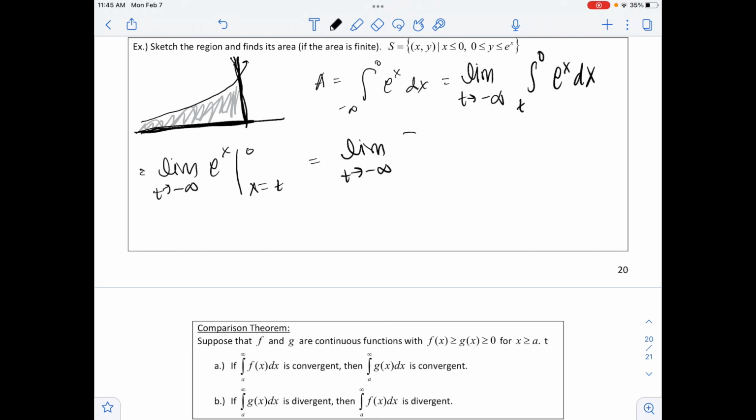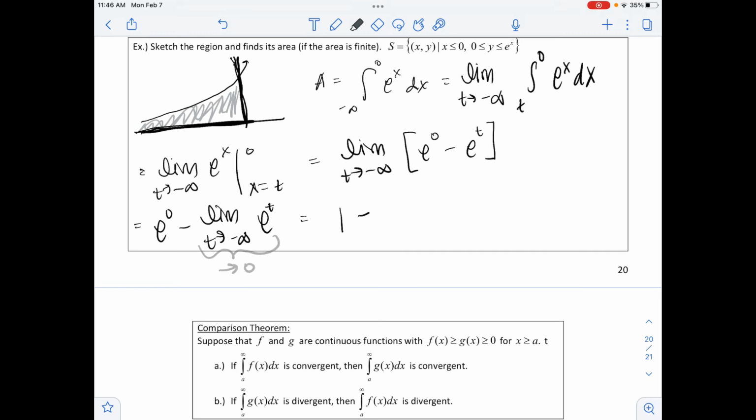Evaluating this, we have e to the 0 minus e to the t. So we get e to the 0, which is just going to be 1, minus the limit as t approaches negative infinity of e to the t. As you think of your exponential going off to negative infinity, you can see in the graph, this is approaching 0. So we have 1 minus 0, which is just 1. And so yes, this does converge.